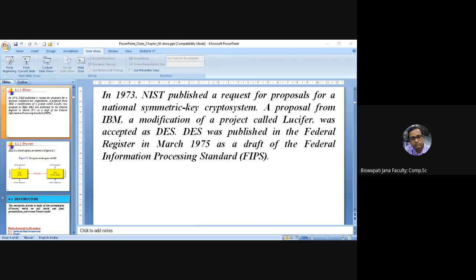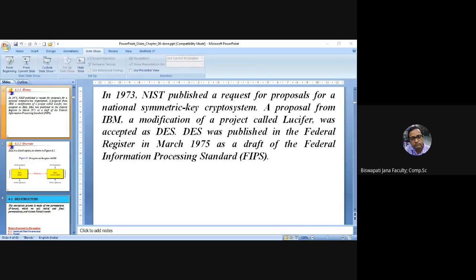After that, this 64-bit cipher, you can send to the receiver end. Then the receiver will receive the cipher, and then he decrypts the message using the 56-bit key. So this is the plain text. Okay. Now what is the basic structure of DES?